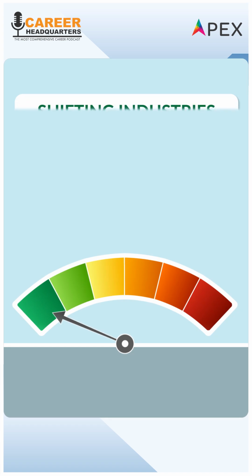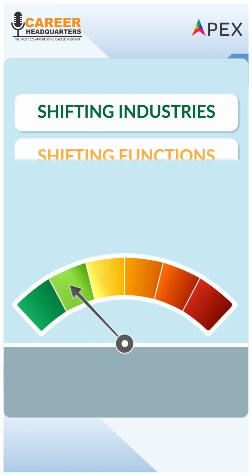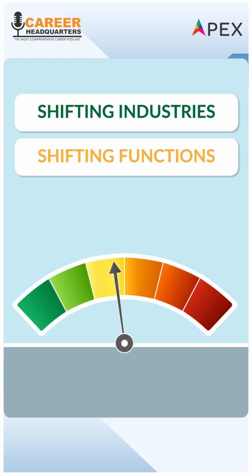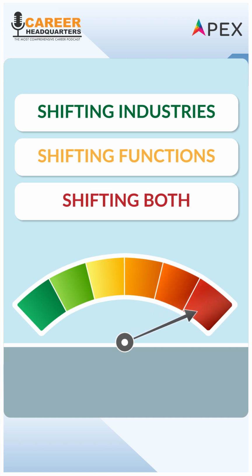Now, shifting industries is the easiest kind of transition, right? Shifting functions is moderately difficult, and shifting both industry and function is pretty difficult. It's not easy, right? And again, you need a plan to be able to do this successfully.